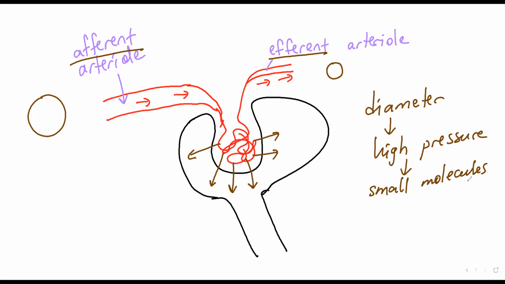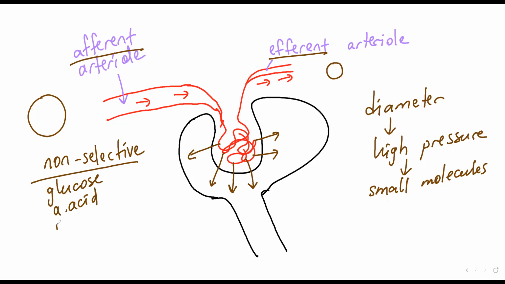The name of this process is ultrafiltration. This is a non-selective process, which means that it does not select which molecules will move and which will not. There is only one thing which affects the movement: the size of the molecule. If a molecule is small enough to pass through the pores in the walls, it will leave. Glucose can pass this barrier. Glucose, amino acids, water, different minerals, salts, urea. These molecules, guys, will pass because they are small molecules.